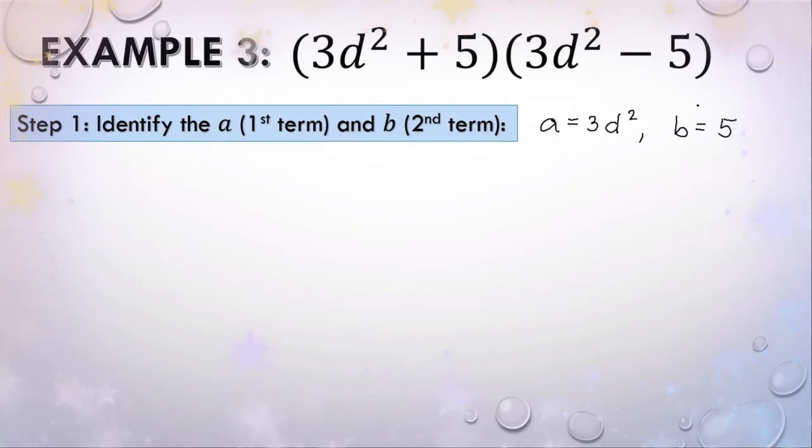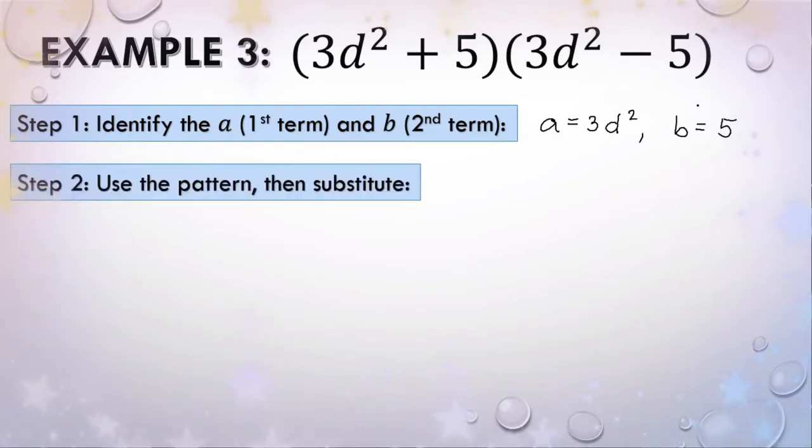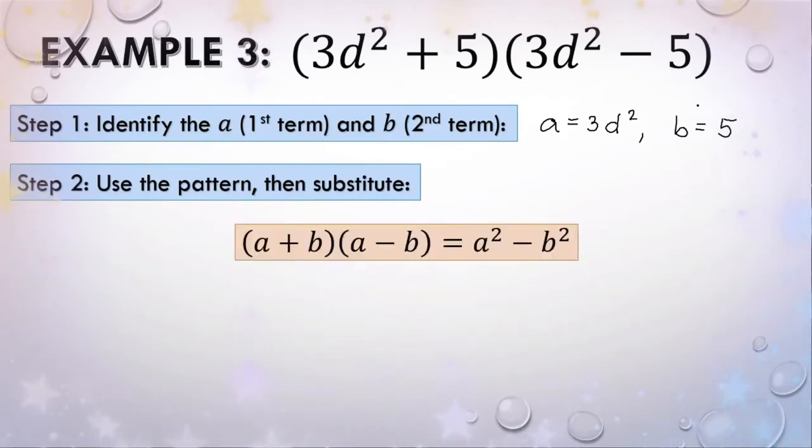Then proceed to step 2. Use the pattern, then substitute. The pattern is a plus b, a minus b equals a squared minus b squared. Then I want you to copy first the example so that you will be guided.